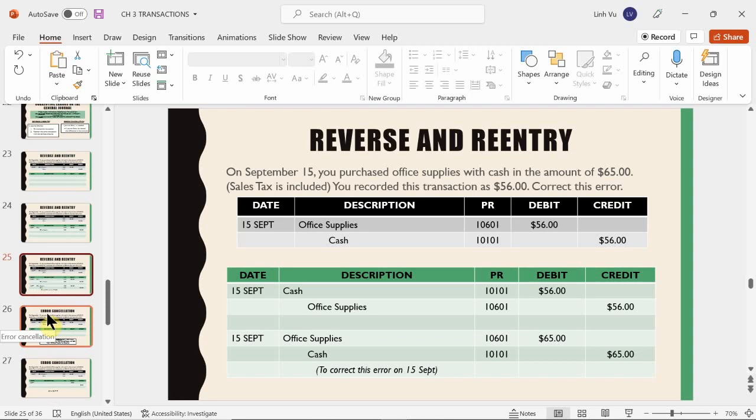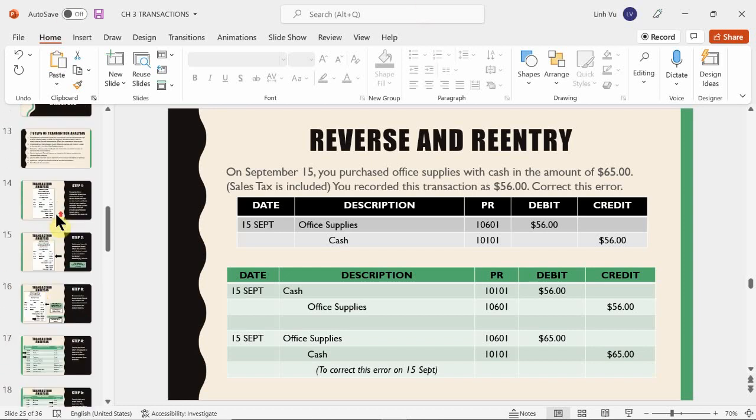Okay, so in this case, right, when you do your correcting entry, look right here. My description says to correct the entry that was made on September 15th. So you have to reference it. Yes, absolutely 100%. Okay, that makes sense then. Mm-hmm. That's fine. Okay, all right. All right, any other questions?